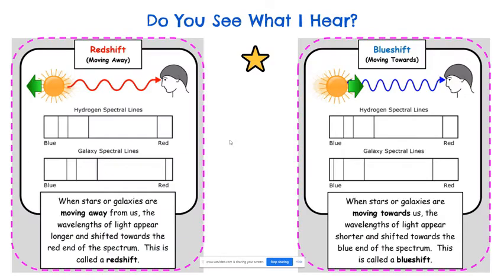Okay, so this is really, really important. When stars or galaxies are moving away from us, the wavelengths of light appear longer and shifted towards the red end of the spectrum, and this is called a red shift. So the waves are getting stretched out. So it's going to be on the lower part of the electromagnetic spectrum. On the other hand, if stars or galaxies are moving towards us on Earth, the wavelengths of light appear shorter and shifted towards the blue end of the spectrum. And this is called a blue shift.